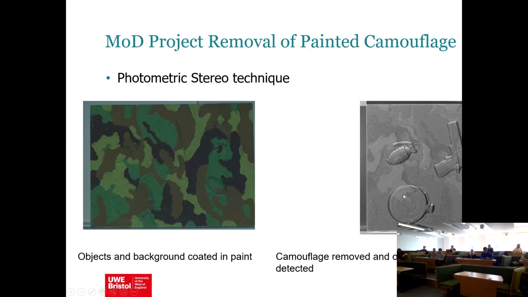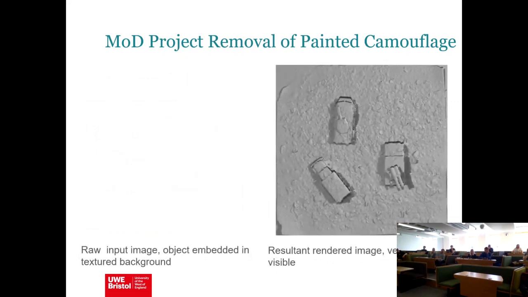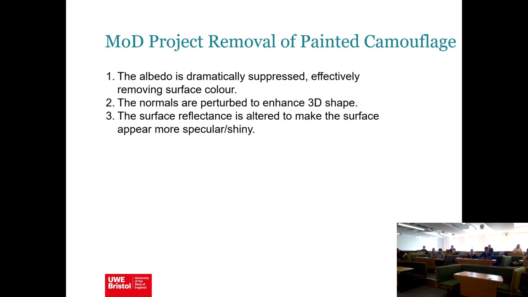So this project went quite nicely. Sorry about this, it seems to have got corrupted a bit there. We lost the original image, but we originally had loads of camouflage on that one. The surface colour is called the albedo, and we're removing that to give information on the shape underneath. So the idea was to detect things like suspicious objects under clothing, possibly explosives, I guess.